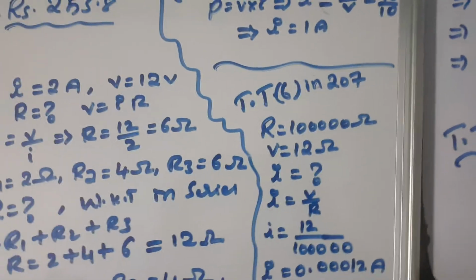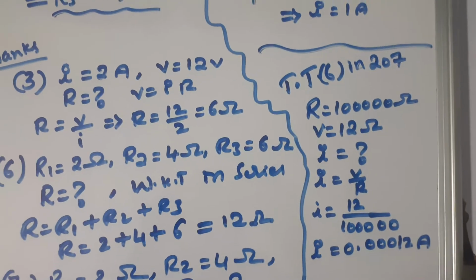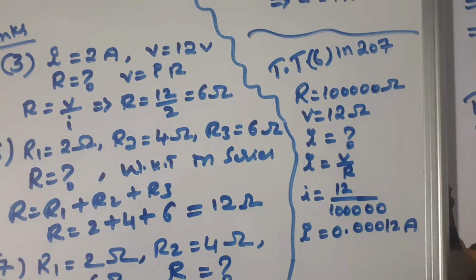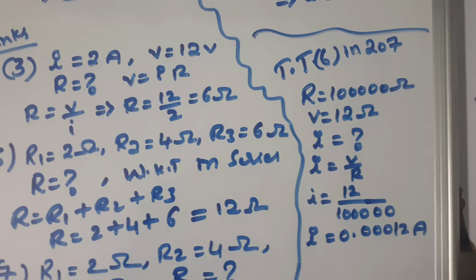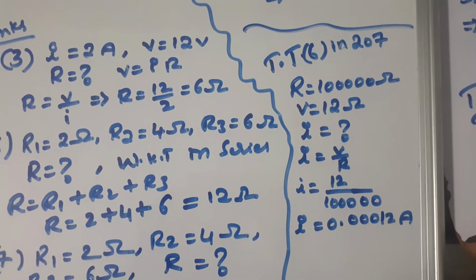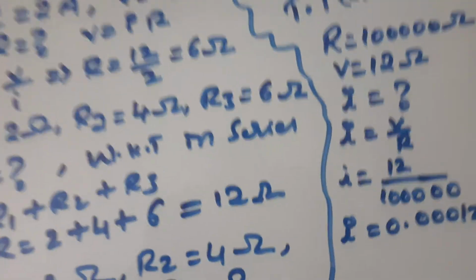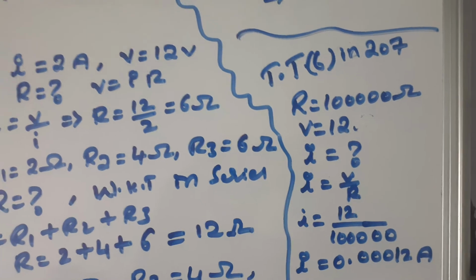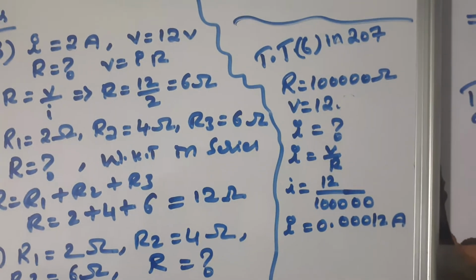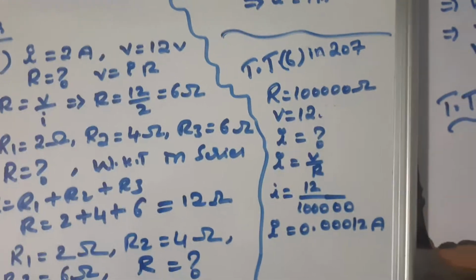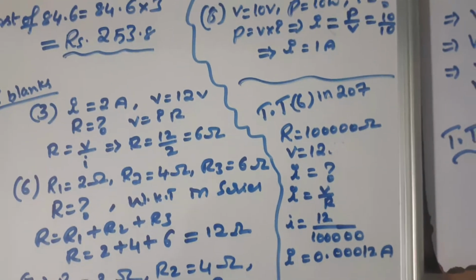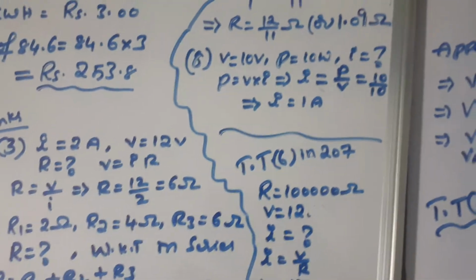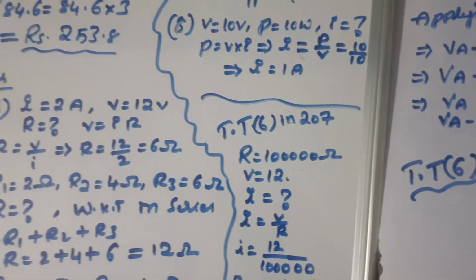Next, to try this question, students, on page number 207. Resistance is given as 1 lakh ohms. Potential difference is 12 volts given, not ohms. So we want to calculate what is I. So I is equal to V by R, which is equal to 0.0012 ampere, students. So this is a try this problem.